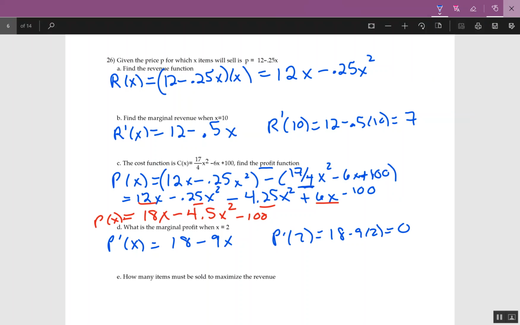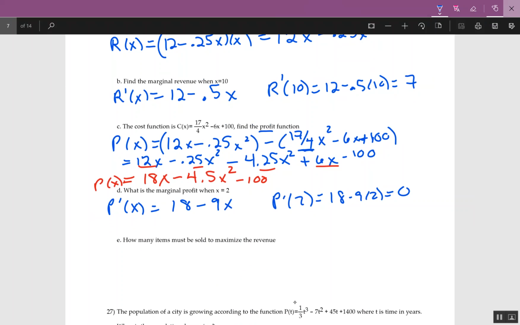This really leads us to the question of how many items should be sold to maximize the revenue. Well, I hope it's 2, because right there we just found that the derivative is 0 at 2. And that's usually what we're doing. So we say 18 minus 9x equals 0. 18 is 9x, x is 2. So the 2 is good, we already knew that, but what you want to show is that this is indeed going to maximize the profit.